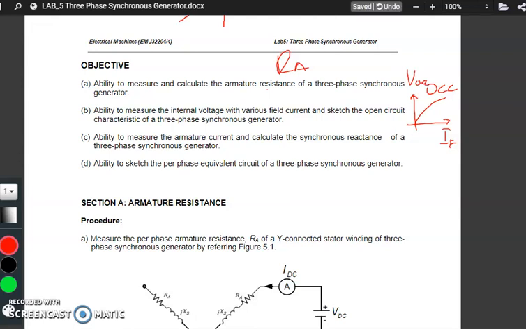Then we are able to measure the armature current and calculate the synchronous reactance of the 3-phase synchronous generator. So that's our XS. Then we should be able to sketch the per phase equivalent circuit of the 3-phase synchronous generator. So what you have learned inside your class, the per phase equivalent circuit of the synchronous machine.